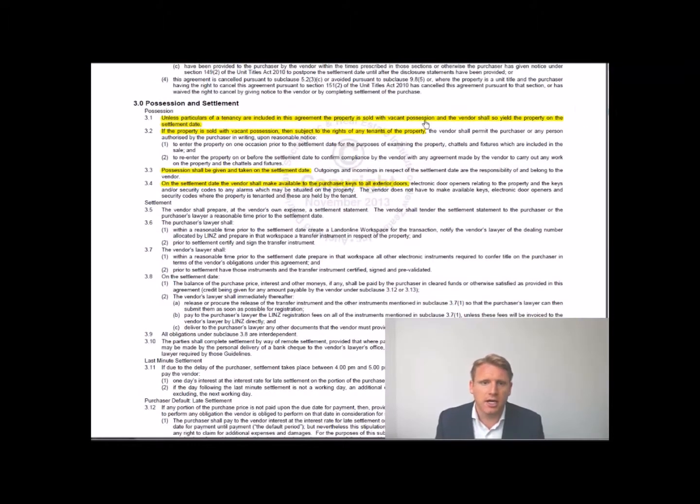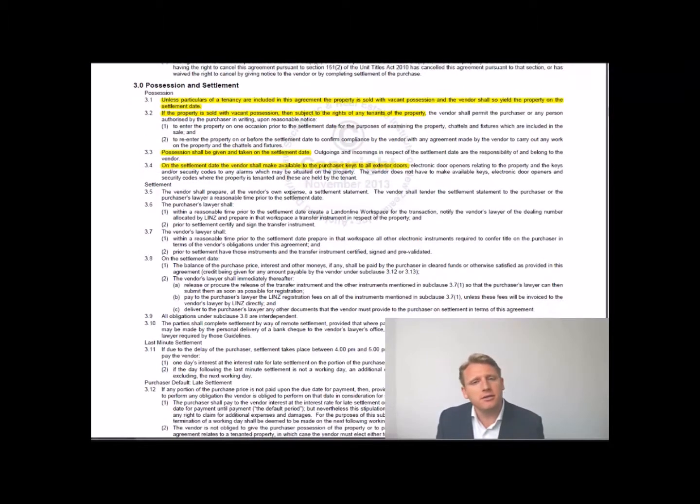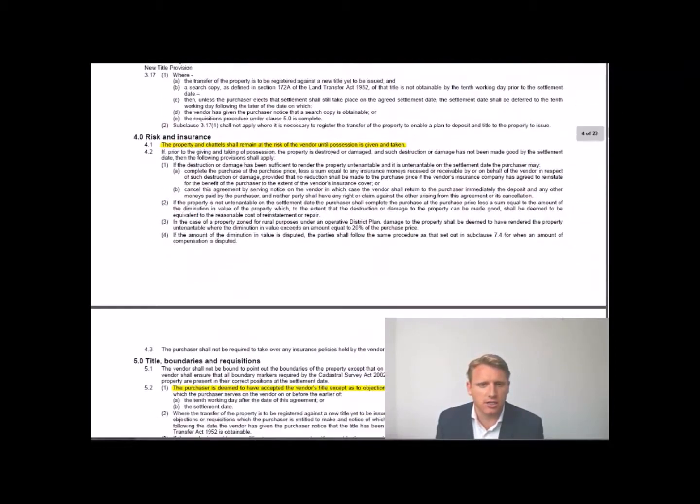So number 3, possession and settlement. Unless particulars of the tenancy are included in this agreement, the property is sold with vacant possession. I mean, that's pretty obvious. If the property is sold subject to the rights of any tenants of the property, so that's what it means when there's a tenant in the property, a tenancy agreement, is how I word it in a simple form. A tenancy agreement is more powerful than a sale and purchase agreement. So if there's a tenant in there, you have to give them reasonable notice. Okay, then you've got possession shall be given and taken on settlement date. It's obvious. Blah, blah, blah. So you're getting the gist of it. So we'll just go through very quickly the 17 of them.